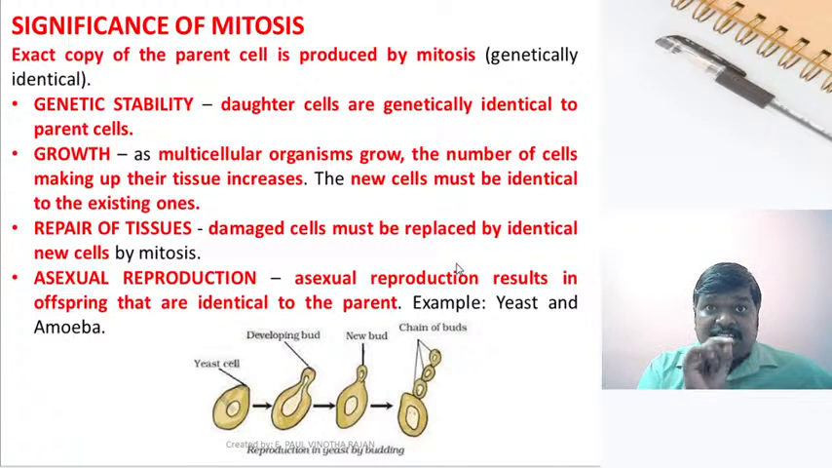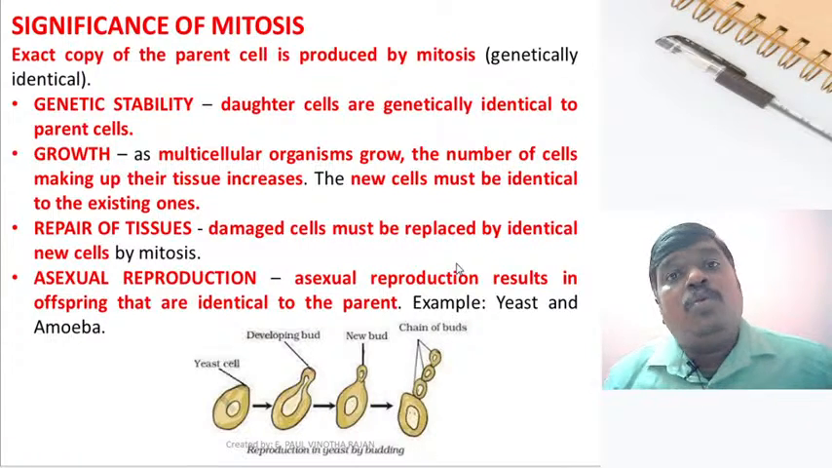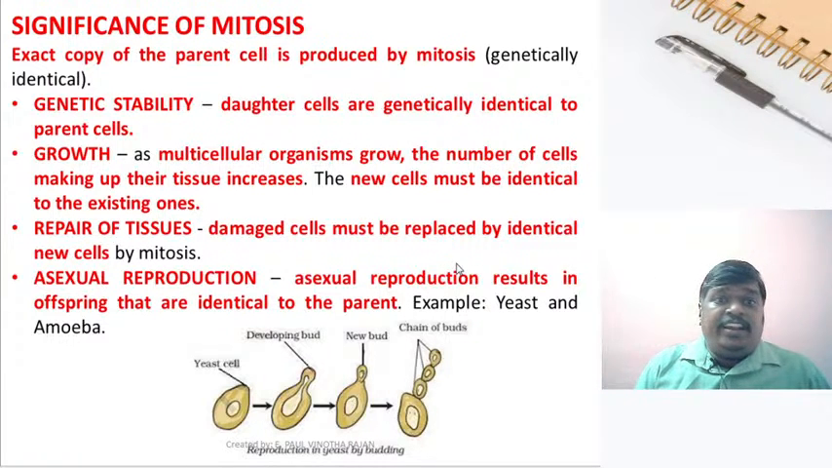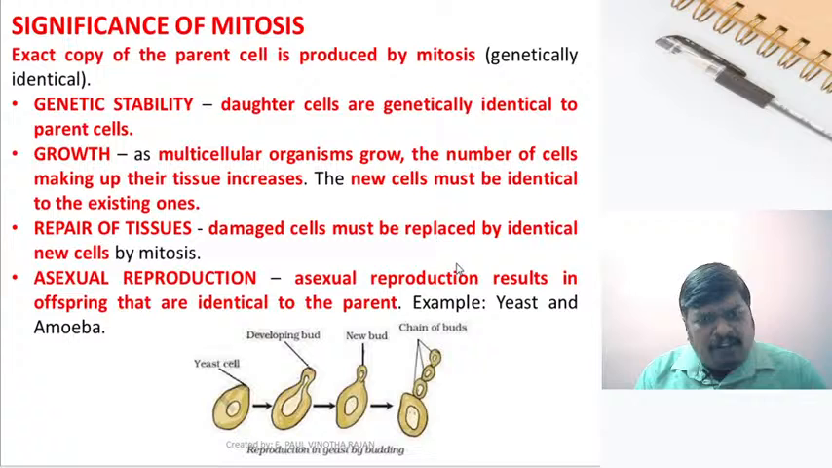One cell, the zygote, develops into a multicellular organism. How is this possible? This is possible only because of the increase in the number of cells. Repair of tissues: the damaged cells are repaired with the help of the mitosis process. Whereas in lower organisms like yeast and amoeba, reproduction itself is by a process called mitosis, asexual reproduction.